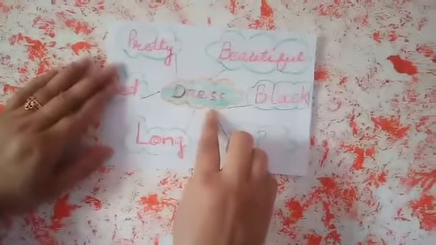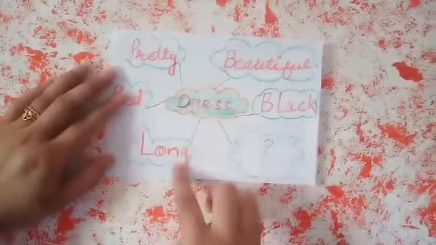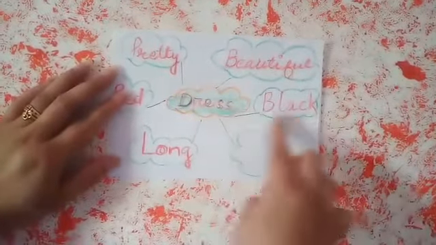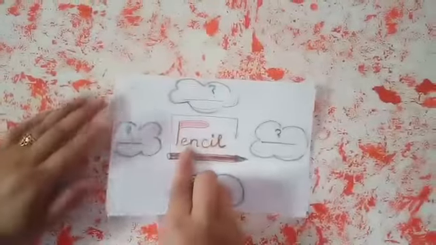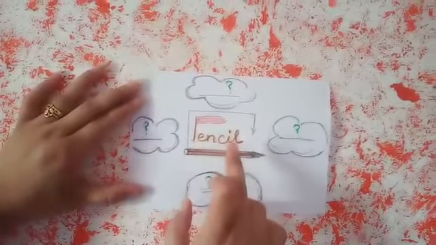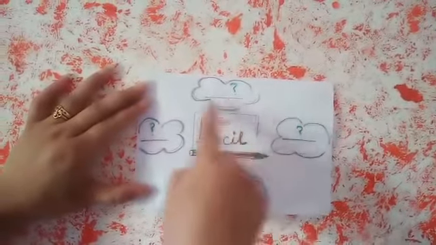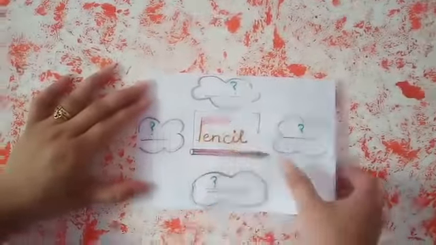Another word, dress. Pretty dress, red dress, long dress, beautiful dress, black dress, and you can make it another one. One more. Here is homework for you. The word and noun is pencil. You can describe your pencil with different describing word. Here's your homework. Just copy down and fill in the blanks with suitable adjective.